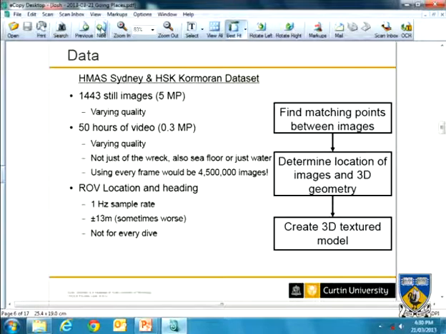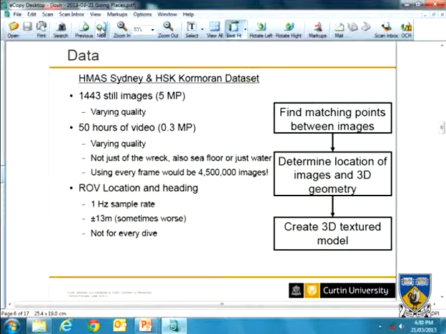There is some location data, but it's poor. They initially told me 13 metres accuracy. That's not quite right. It's often much, much worse. So unfortunately, that is useful in some ways, but not in others. So with our normal procedure of finding matching points, all of a sudden you see it's going to be a very big problem. And the other parts, determining the geometry and then texturing it all nicely, would follow on nicely if we can do the first one.